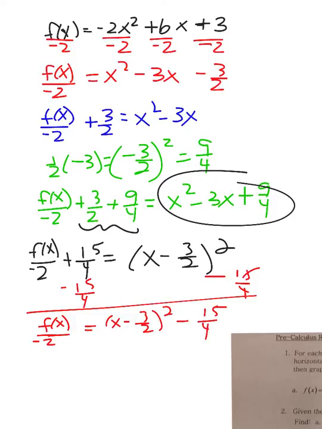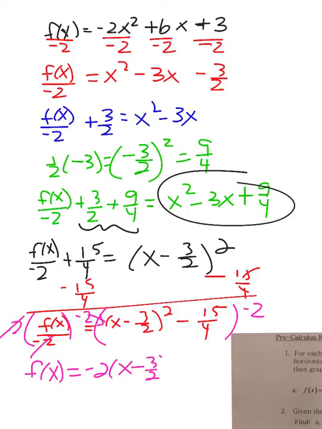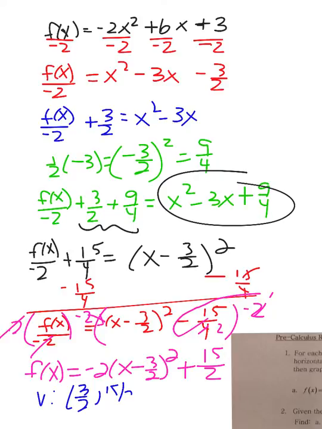Now I need to get rid of the -2. So I multiply this by -2, so that'll cancel, and I multiply both sides by -2 over here. So the -2 just goes in front of the parentheses. So I have f of x equals -2 times (x minus 3 halves) squared. The negative 2 here becomes positive, and the 4 and the 2 reduce to 1 and 2, so it's positive 15 halves. All right, so my vertex would be positive 3 halves, comma 15 halves.